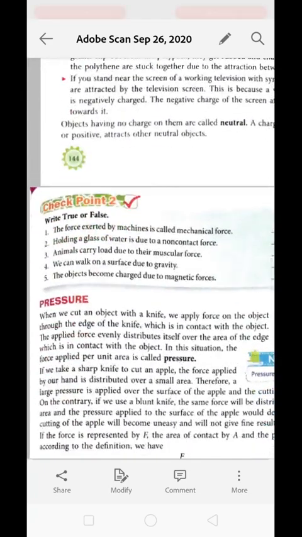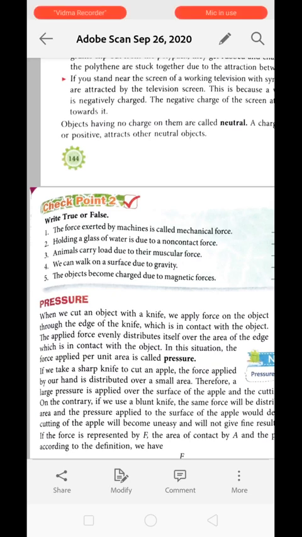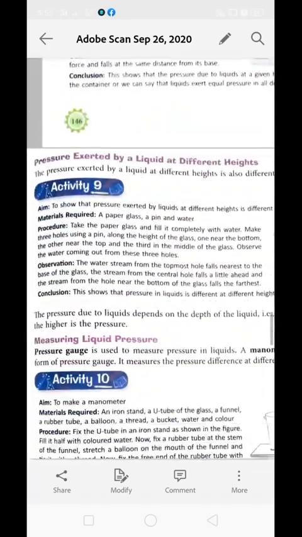Next question is checkpoint 2. Right? True or false? The force exerted by a machine is called mechanical force. True. Holding a glass of water is due to non-contact force. False. Animals carry loads due to their muscular force. True, because they are carrying or pulling it with the help of muscles. Okay, we can walk on the surface due to gravity. It is false, because we can walk on the surface due to friction. Okay. Fifth question, the object becomes charged due to magnetic force. No, it is because of electrostatic force.